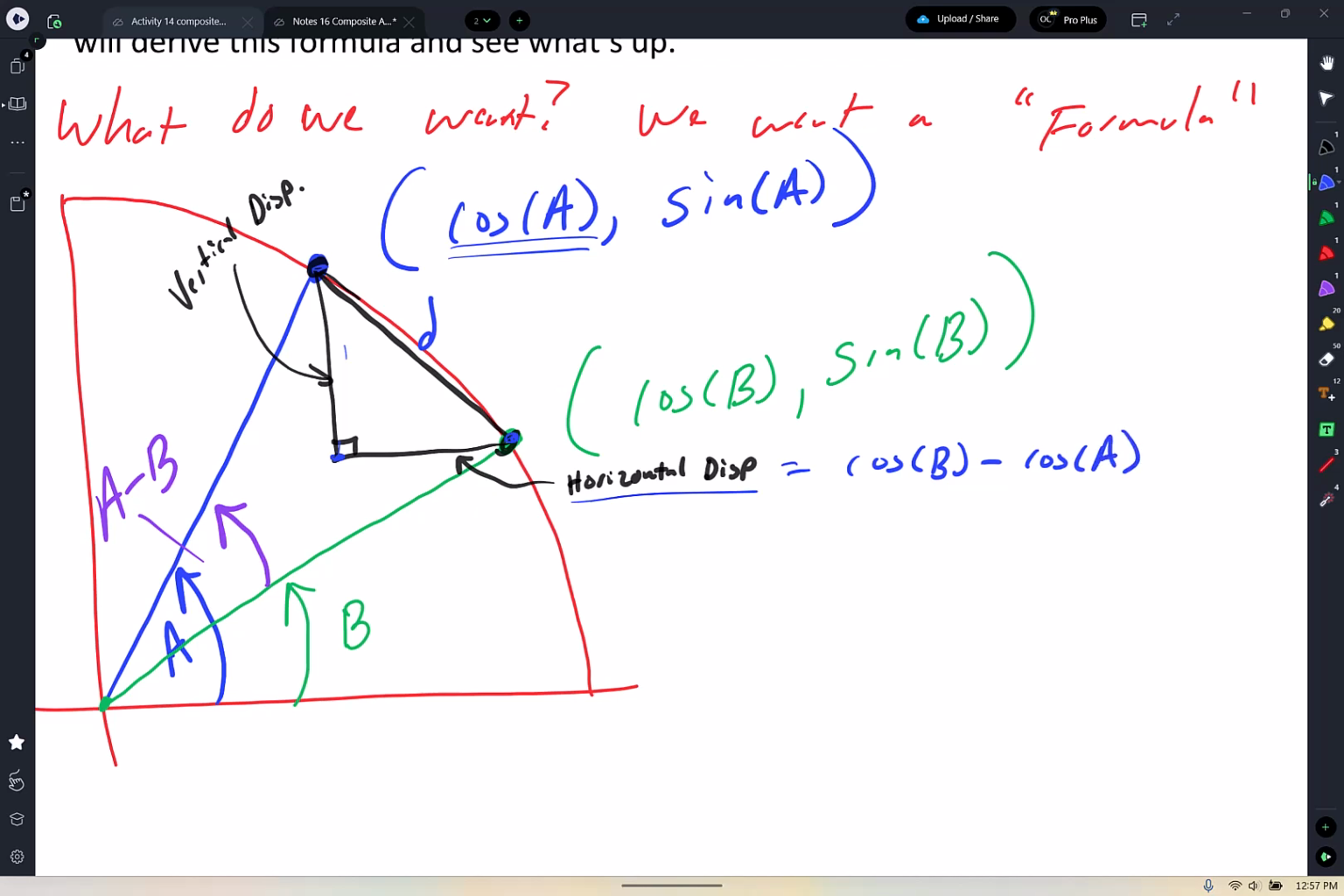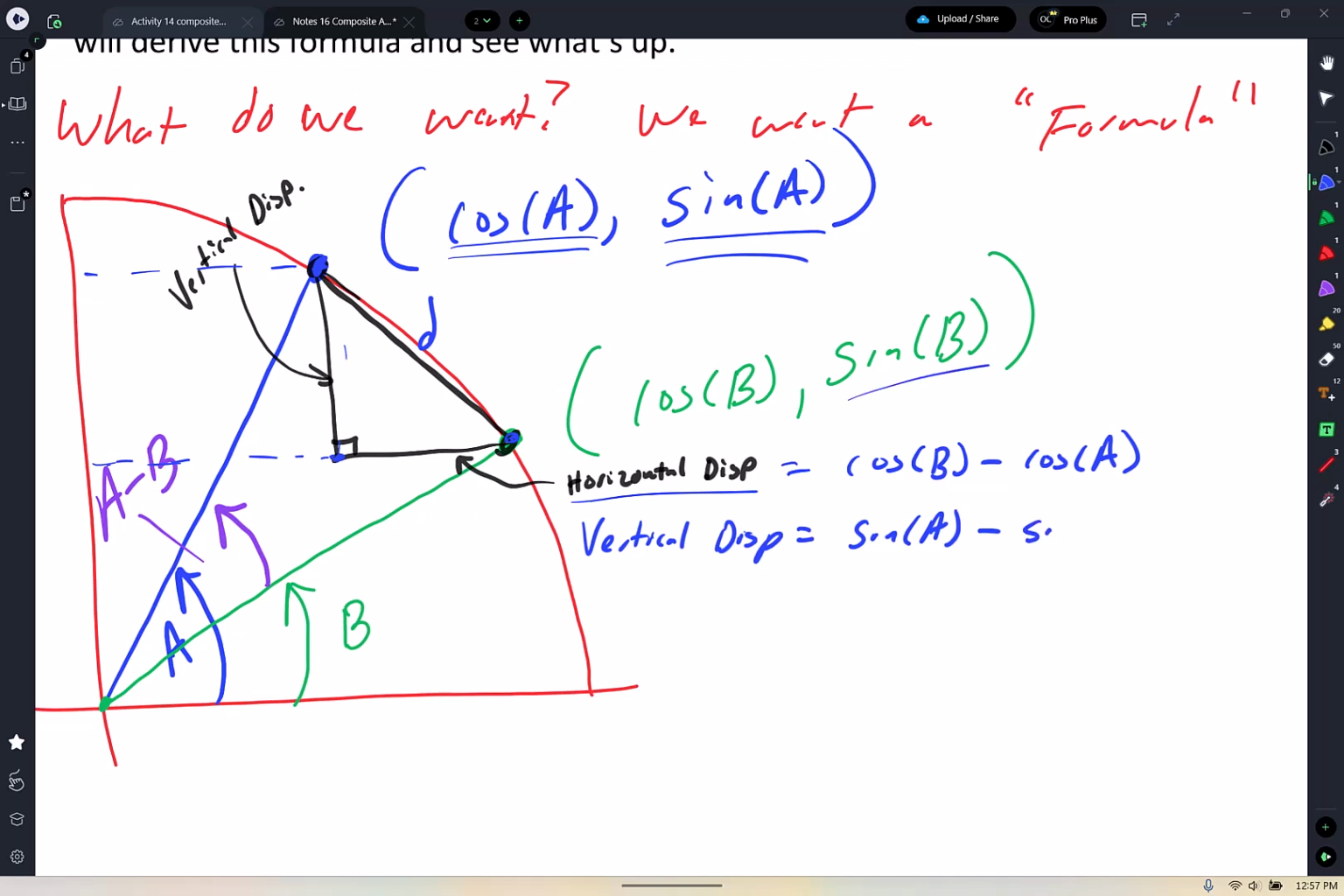Okay. Look at the vertical displacement. The vertical displacement is the top y value minus the bottom y value. Do you guys see that? So what's the top y value? I'm going to write vertical displacement equals sine A minus what? What's this bottom y value?